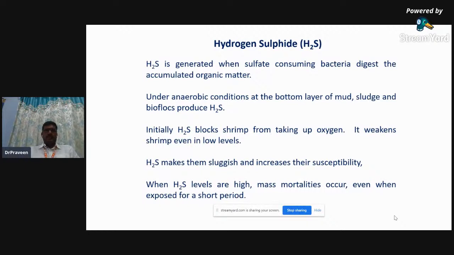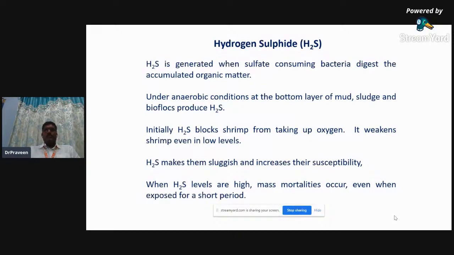And one more gas is H2S gas. As we discussed, H2S gas forms at the bottom of the water. H2S, hydrogen sulfide, is a deadly dangerous gas. It is generated when sulfate consuming bacteria digest the accumulation of organic matter. That means if sulfate reducing bacteria are present, they will consume the accumulated organic matter and release H2S gas. Under anaerobic conditions, particularly at the bottom, the mud, sludge and bioflocs produce H2S gas, that means at low oxygen levels.